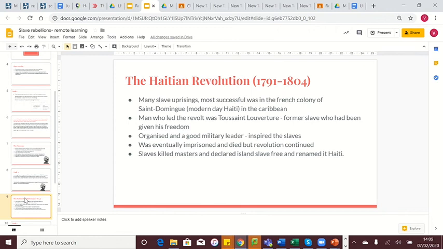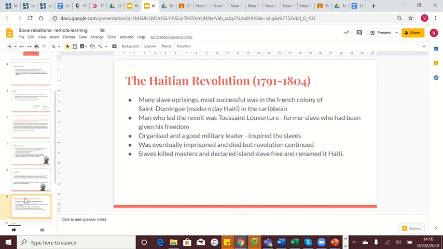And the man who led the revolt was a man called Toussaint Louverture. He was a former slave who had been granted his freedom by his master. So he had a kinder master than many did. He was really highly organized, very skillful, and he was able to train slaves into making them a really sort of serious fighting force. He inspired lots of slaves with ideas of freedom.